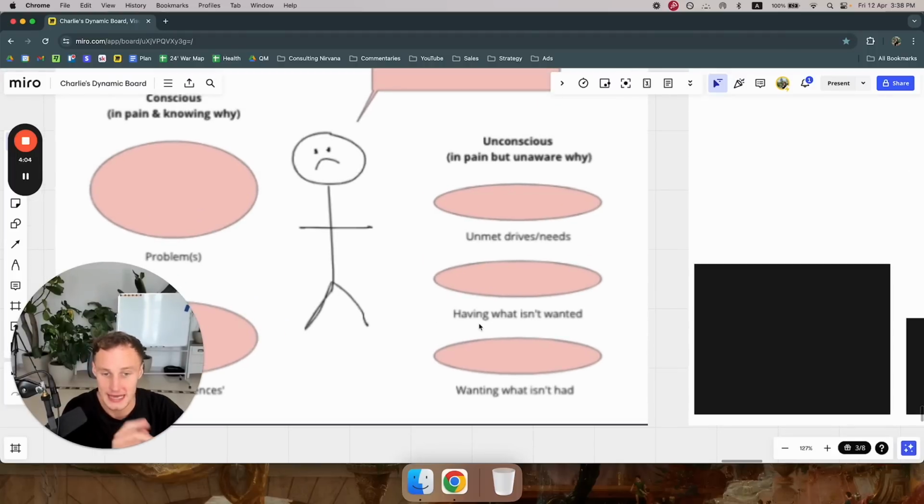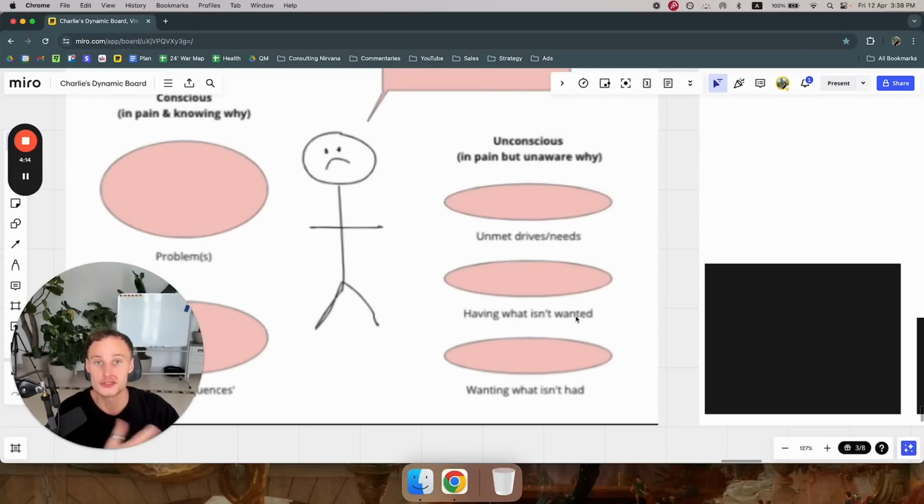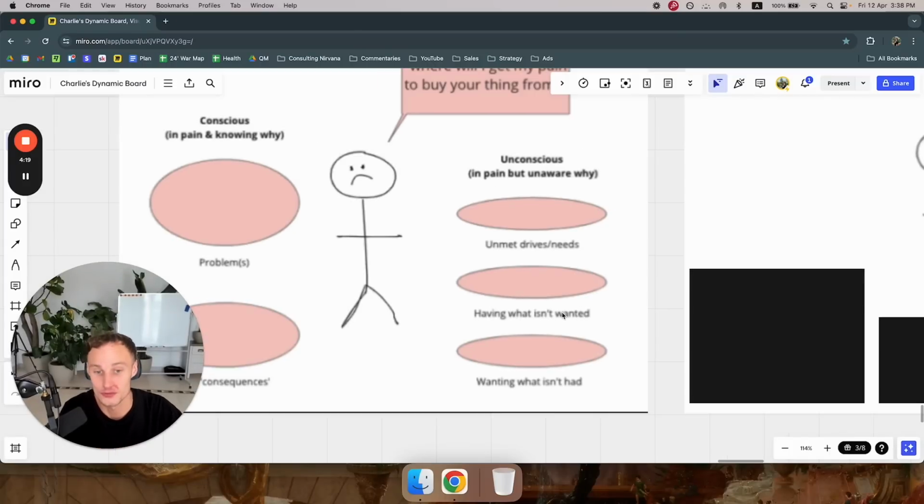The second thing is having what isn't wanted. This is when they have a situation that they don't want. For example, being overweight but not wanting to be overweight. Or maybe you're a swimming coach and someone has what they don't want, where they don't know how to swim. Like, well, that's actually not a very good example at all. Let's say someone wants a swimming pool, well then I'm not going to get into the swimming thing because I'm going to venture off into no man's land if we go there. But you get the point.